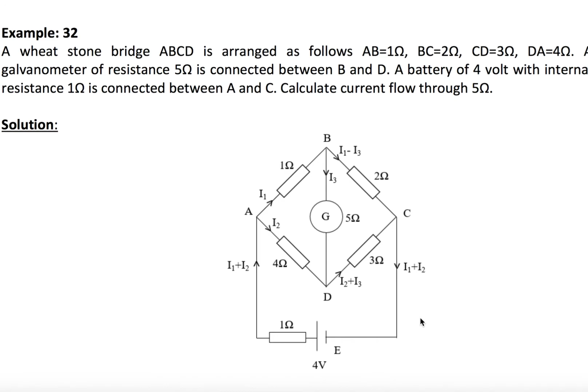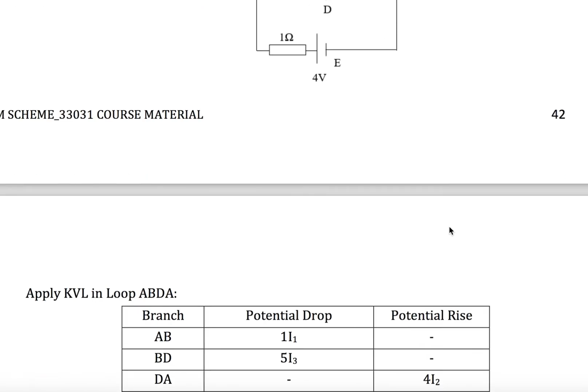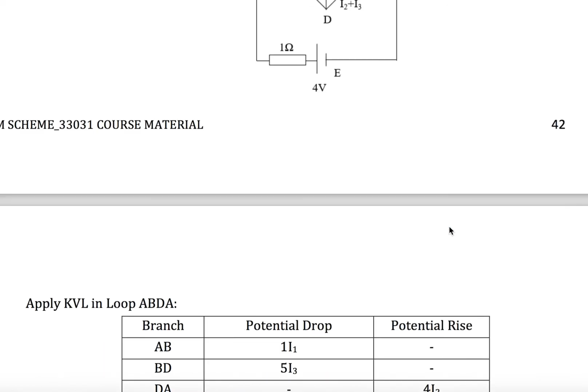Now loops. ABDA is one loop, BCDB is one loop. You have to take one more loop. Any outer loop you have to take to get one more equation, because you have three unknowns I1, I2, I3. You need three independent equations.